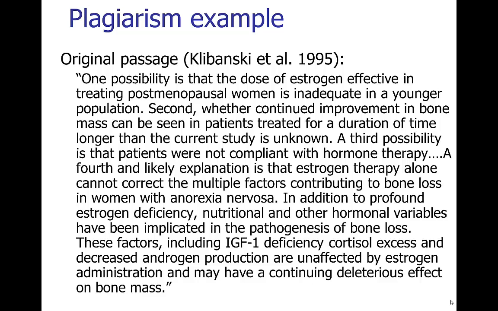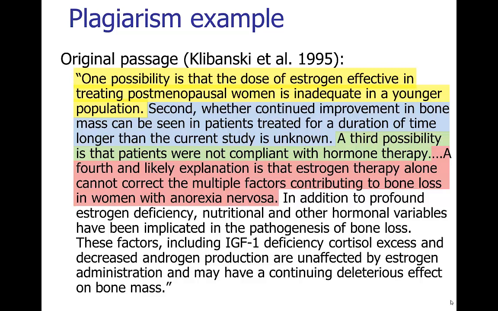And I was reading this 1995 paper, and they had found a negative result. That is, the estrogen, the oral contraceptives, did not help the bones of women with anorexia nervosa. So in their discussion, they were talking about multiple potential explanations of why the estrogens were not effective. And so they listed them with numbers. They said one possibility is this, the second possibility is this, a third possibility is this, and a fourth and likely explanation is this. And somehow that kind of stuck in my head.